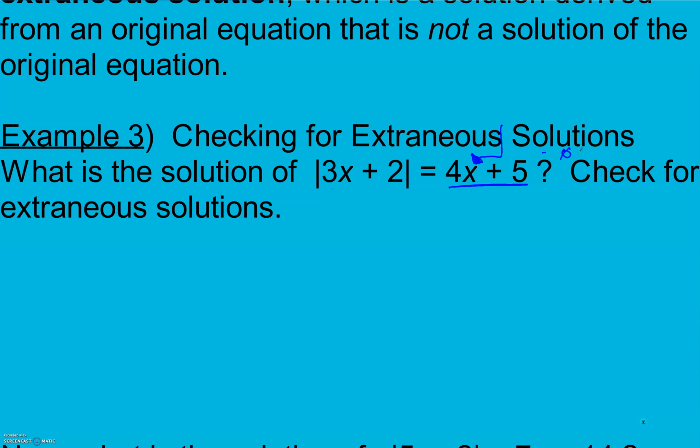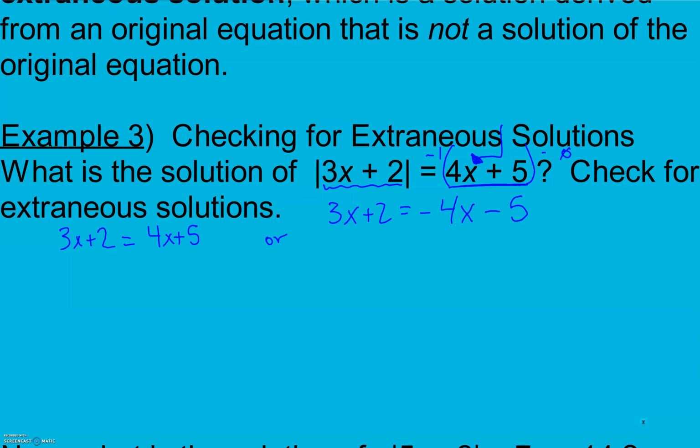So we're going to take whatever's inside our absolute value, 3x plus 2, could have equaled 4x plus 5, or 3x plus 2 could have equaled its opposite. And in order to find the opposite, we take the opposite of the entire thing. It's like we multiply by a -1. So minus 4x minus 5. We take the opposite of the entire side.